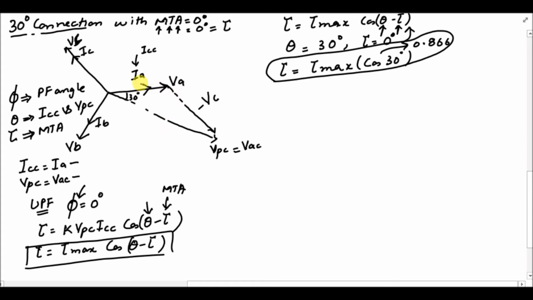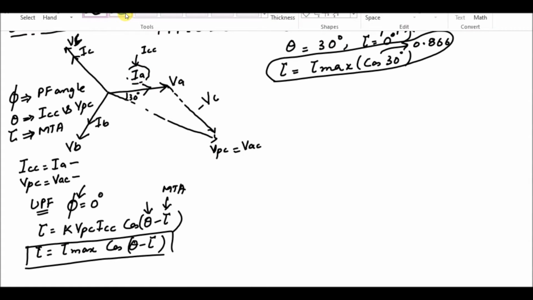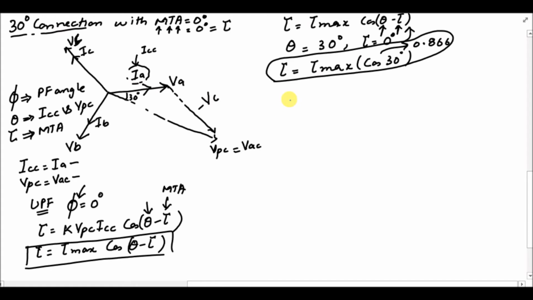Now if I rotate this IA in the anti-clockwise direction, means now if I consider a power factor angle of minus 30 degrees, it means that now the angle between IA and VPC should be equal to minus 30 degrees. So IA will be over VPC.